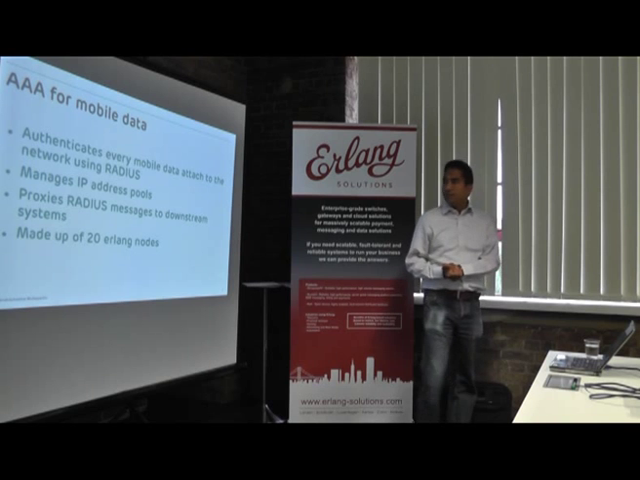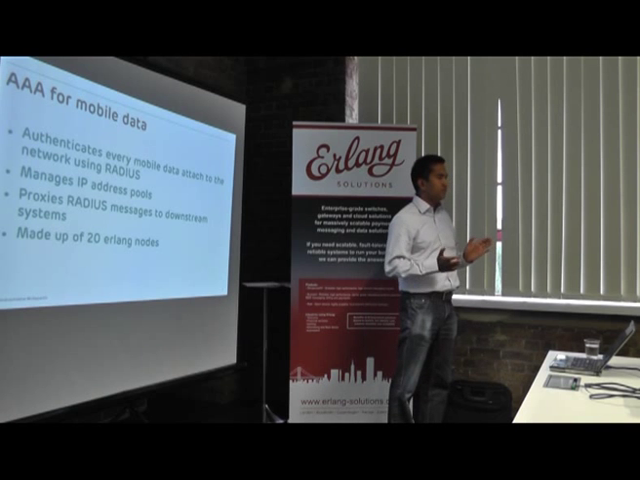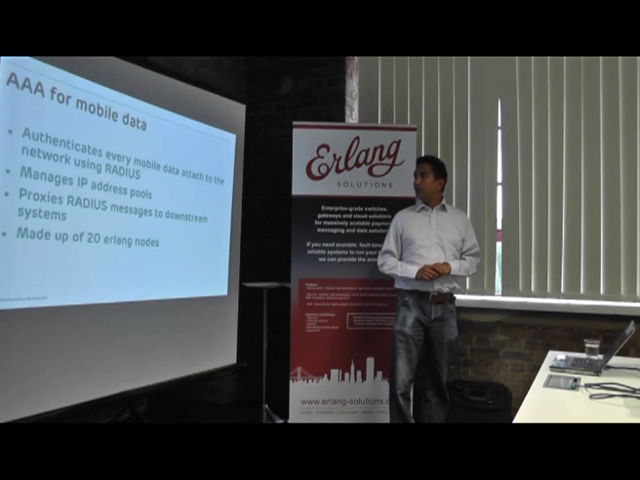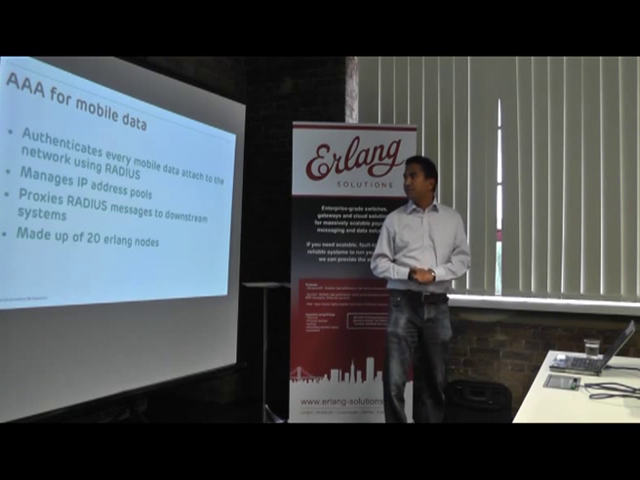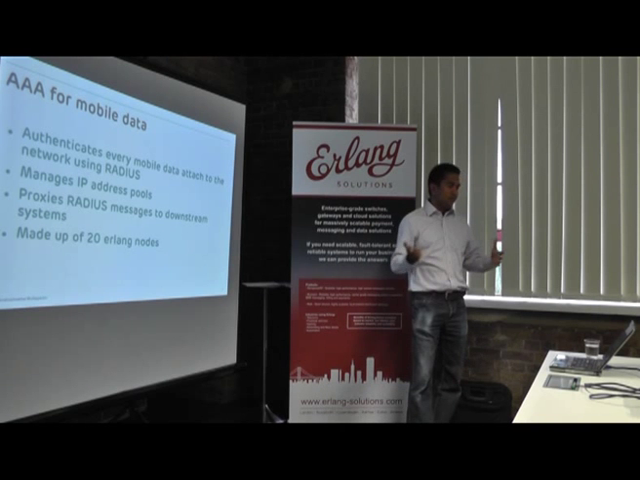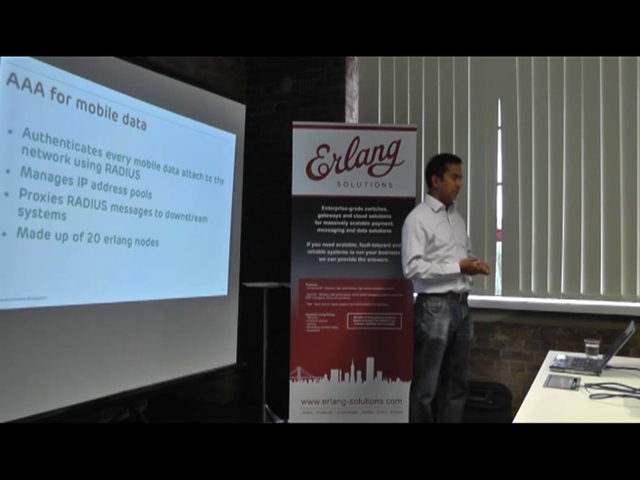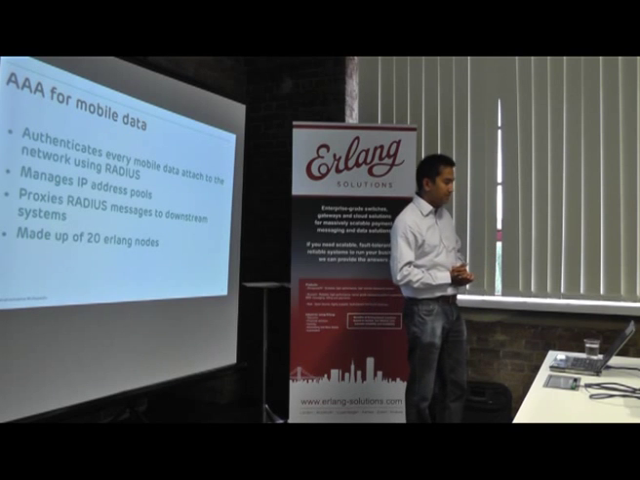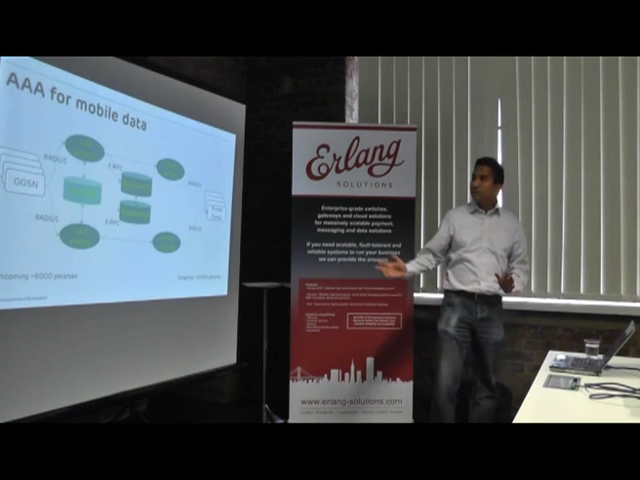To give you an example, what we call the AAA for mobile data. Every time you turn on data on your handset or smartphone, as soon as it turns on, it attaches to the network and the first thing it has to get is an IP address. This system handles all of that. The protocol used is Radius between the packet gateway, and it proxies these messages to a bunch of downstream systems so that they know the identity of subscribers. It's built up of about 20 Erlang nodes all working together. It looks roughly like that.